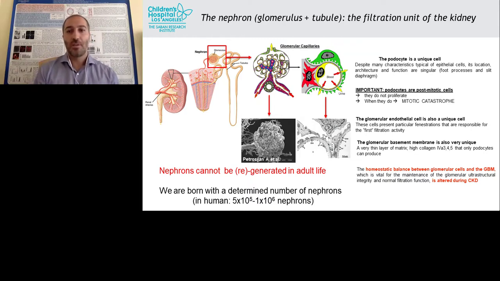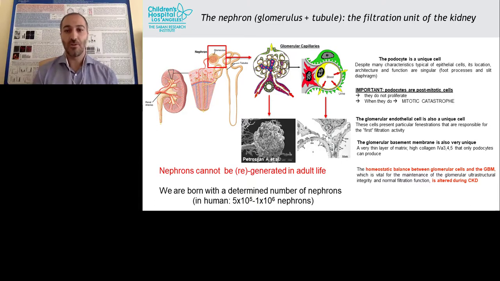The glomerular cells, namely the podocytes and endothelial cells, are very unique in their nature. The podocyte is unique because, despite the fact that it's a type of epithelial cell, its location, architecture, and function are unique because they have these foot processes that make interdigitations at the filtration barrier that determine the permselectivity of the filtration function. The podocytes are post-mitotic cells. That means they do not proliferate. They cannot be replaced. And if they do so, that means there is a problem, and usually this happens during disease. They slough off from the basement membrane, which usually is associated with onset of proteinuria.